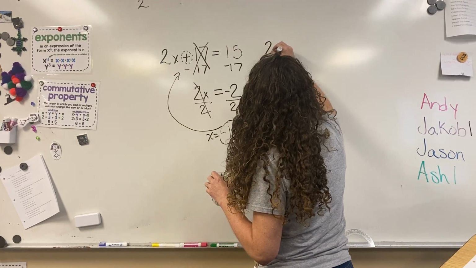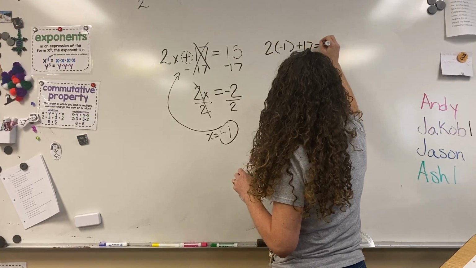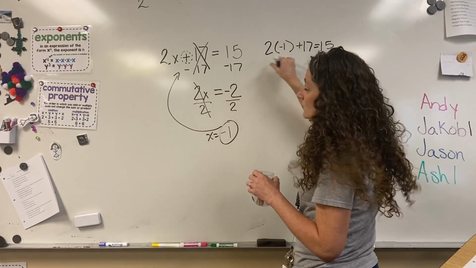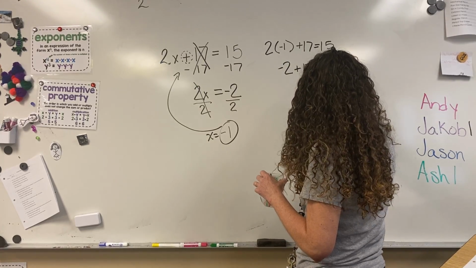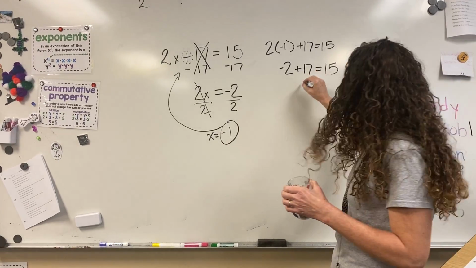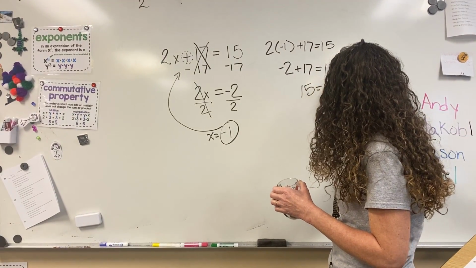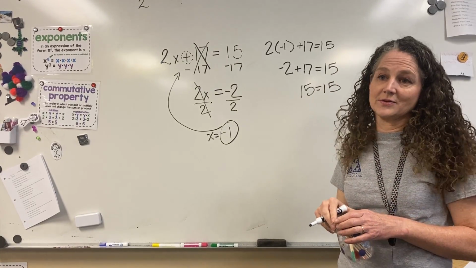You say 2 times -1 plus 17 equals 15. So 2 times -1 is -2. -2 plus 17 should be 15 if I did it right. What's -2 plus 17? 15. Does 15 equal 15? Yes. Did I do it right? Yes. That's how you test if your teacher doesn't give you every single one.